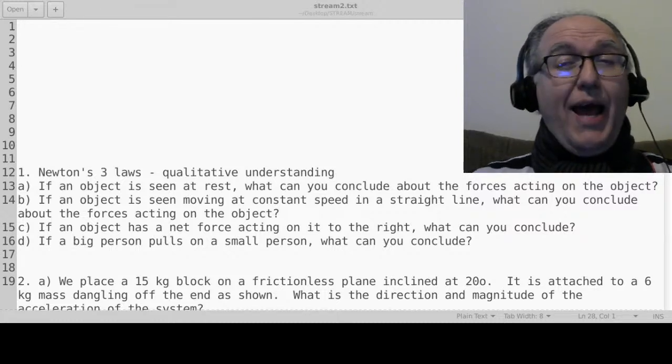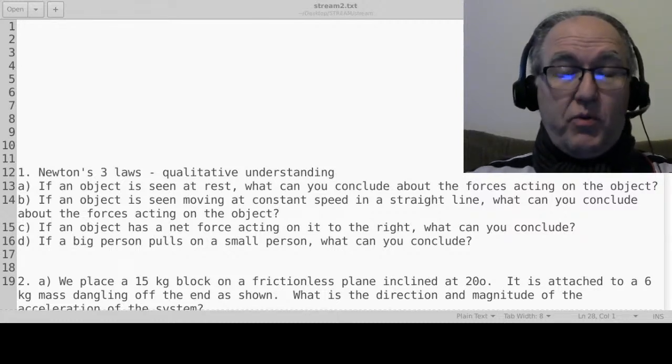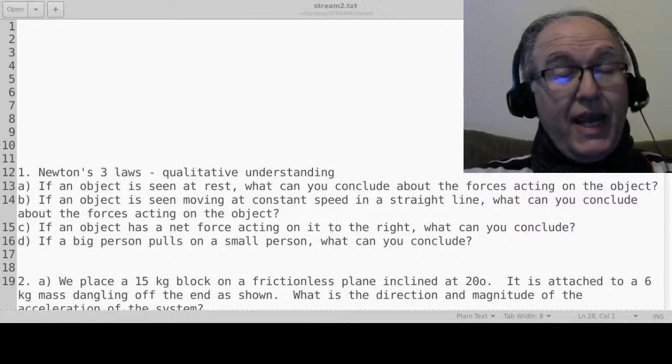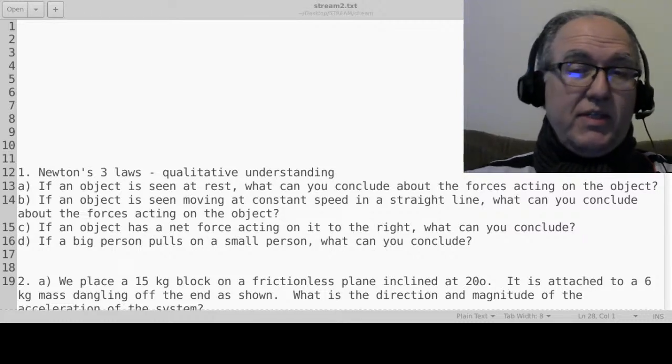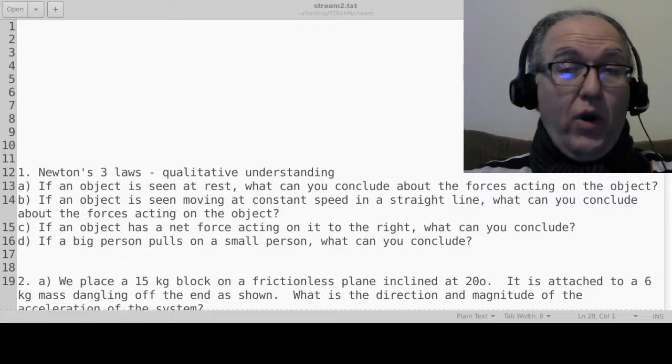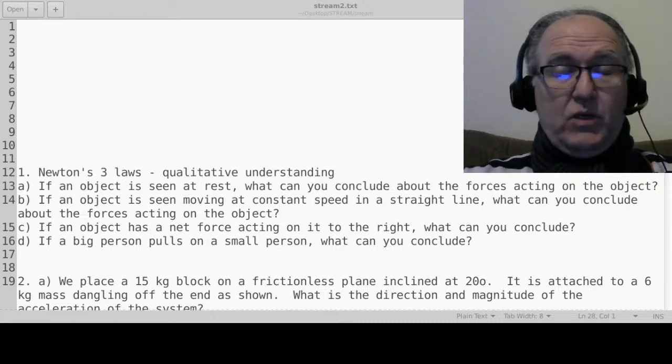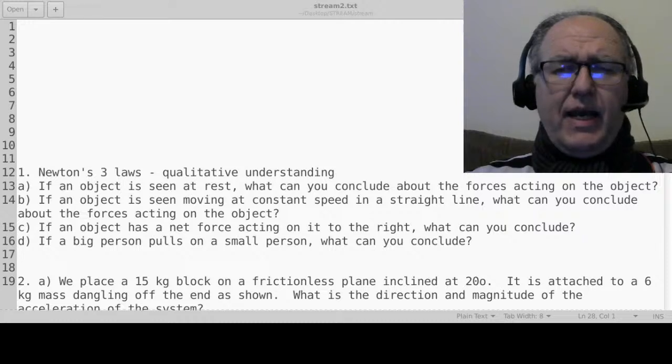The second law says what happens if there is a net force. If there is a net force, the object accelerates in the direction of the net force, according to the formula F net equals ma. Or you can also state it as a equals F net divided by m. So the second law tells you what happens if there is a net force. And the second law is the most important, so we really need to understand it.